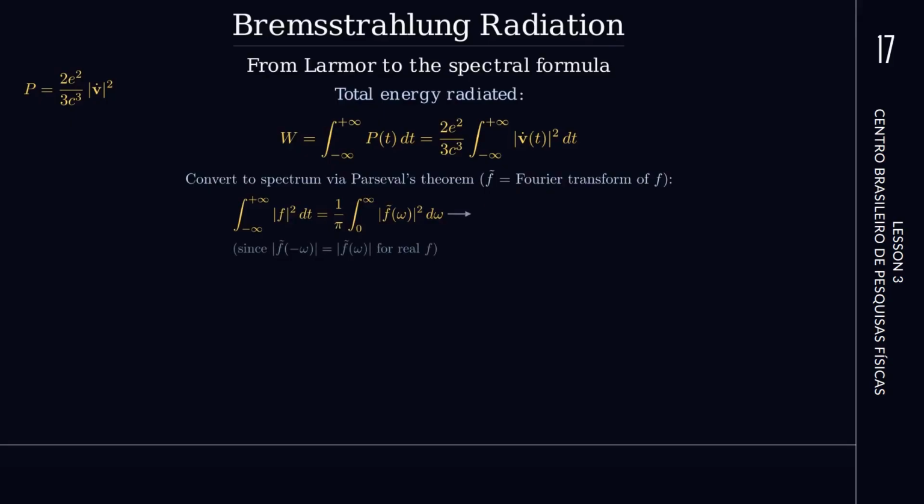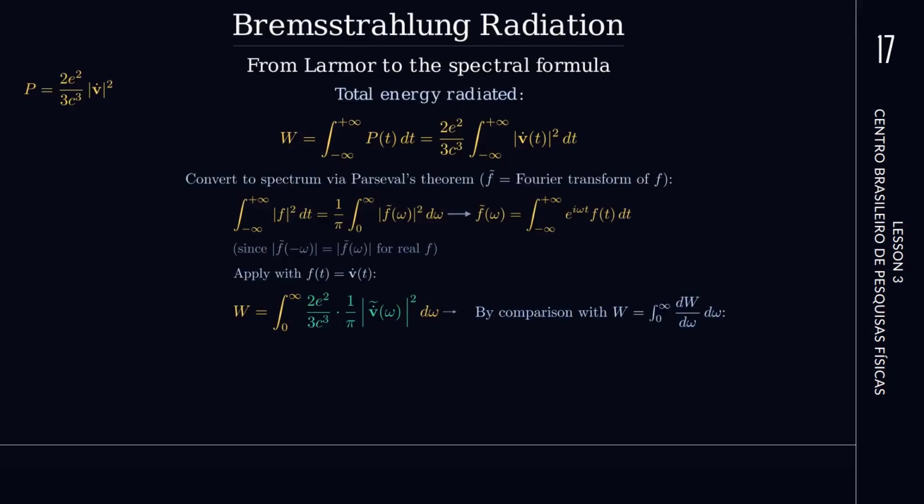So this is for a generic function, and this f tilde is simply the Fourier transform of the function. So now we can apply that to our case. And we have that total power in terms of the frequency is simply this expression here.